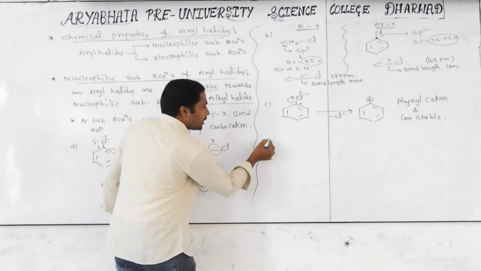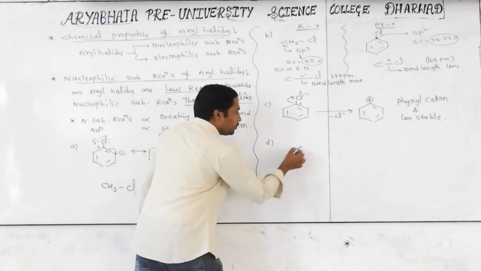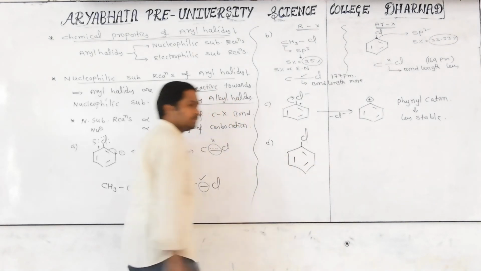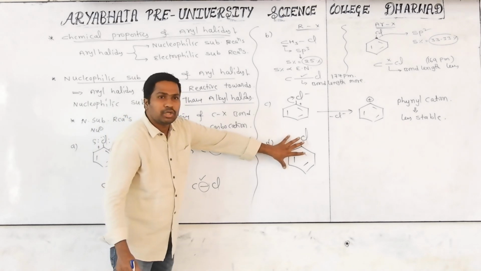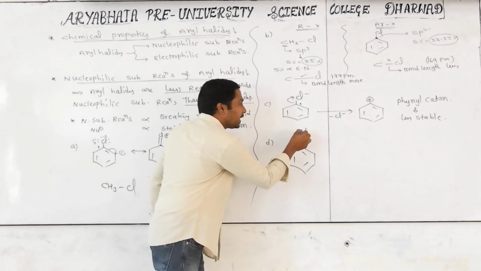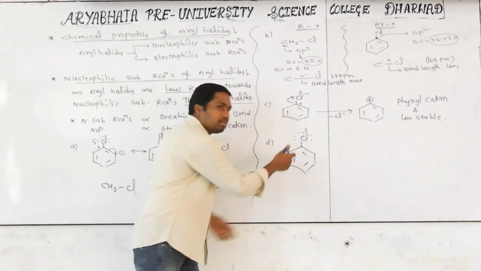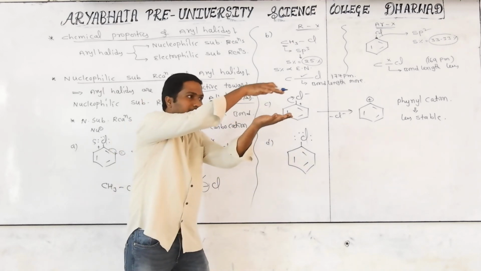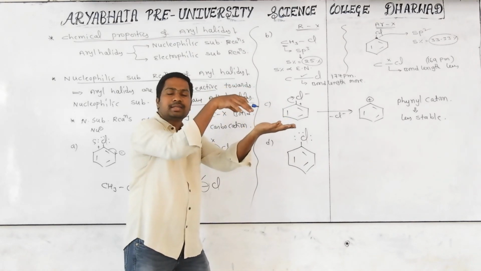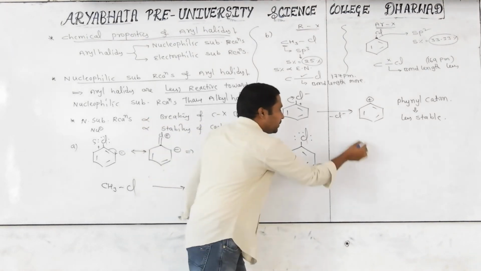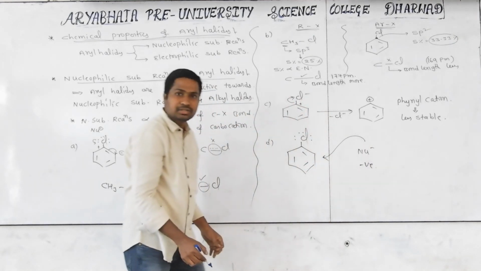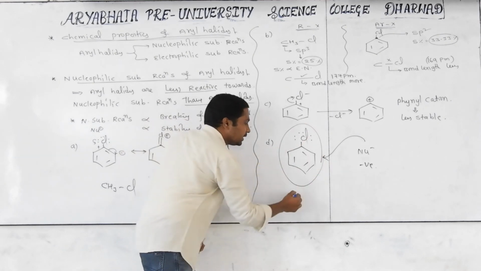And the last one, a very simple thing. If you take a haloarene, the whole molecule is an electron-rich center. Are you agreeing? The halogen has three lone pairs, and the pi electrons undergo continuous migration above and below the plane of the six-membered ring. The whole body acts as an electron-rich center. The approaching particle is a nucleophile, which is also negatively charged.